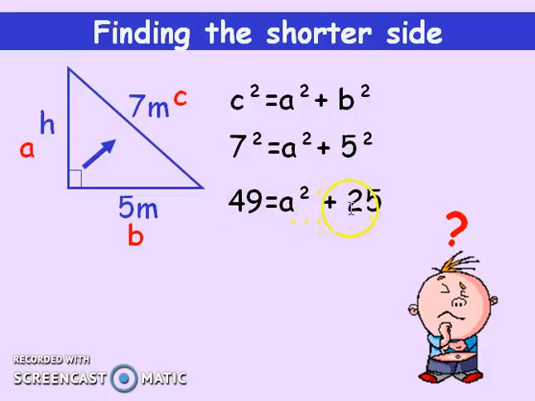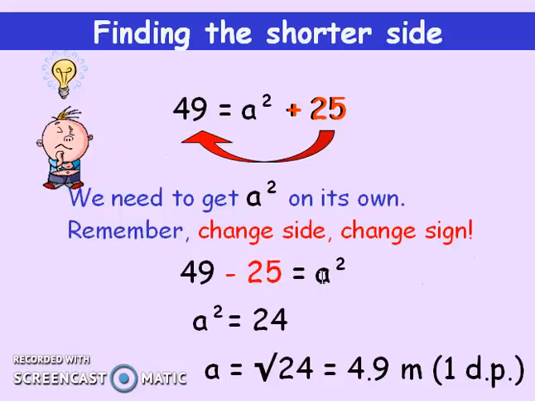49 equals A squared plus 25. But this equation looks unbalanced. So how would we balance the equation to solve this problem? We know that 49 equals A squared plus 25. So we need to move the positive 25 to the left side with the 49, and then we need to get A squared on its own, right? Remember, when you change the side, you also need to change the sign.